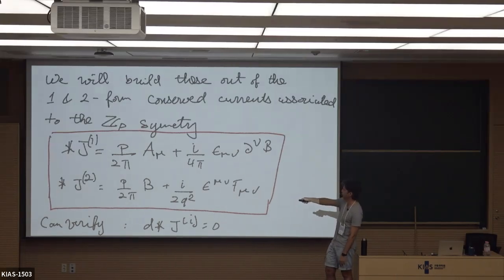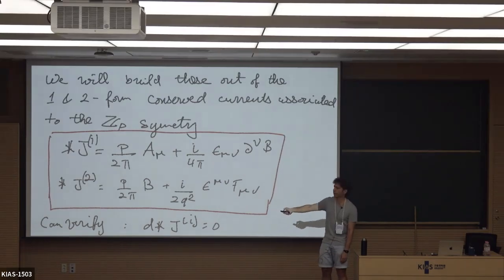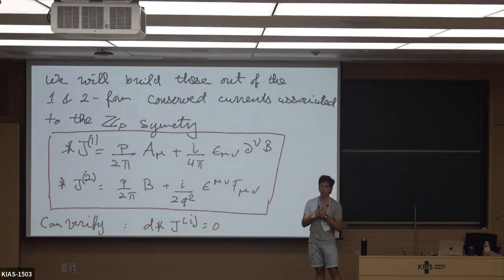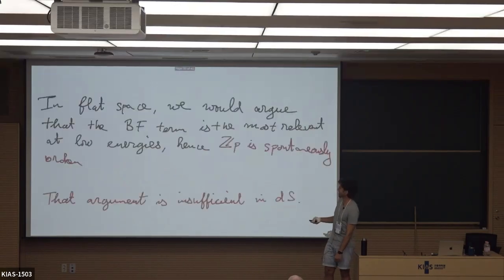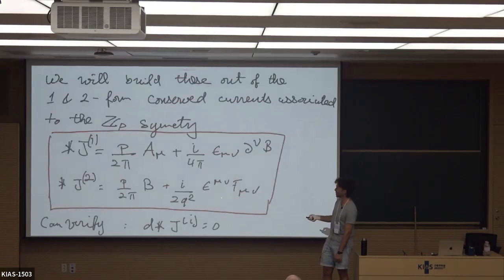And I have a 2 form conserved current whose star is a 0 form, which is P over 2 pi B plus this combination with the gauge field. And the conservation of these two currents are just the equations of motion of the classical Lagrangian I wrote before. So here's the classical Lagrangian again. And I leave it as an exercise to all of you to show that the conservation of these two currents are just the equations of motion that I would derive by varying with respect to B and A mu. Okay?